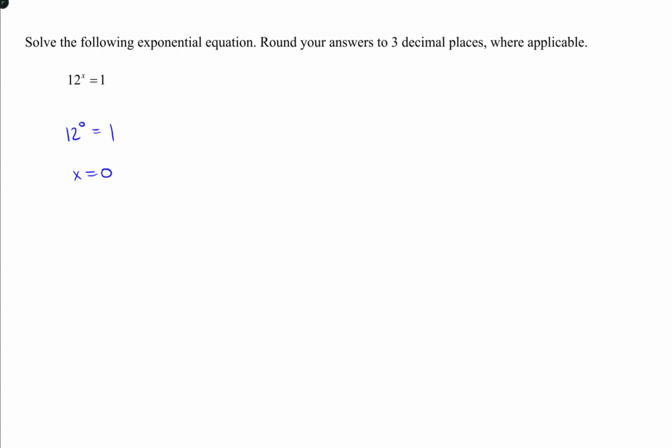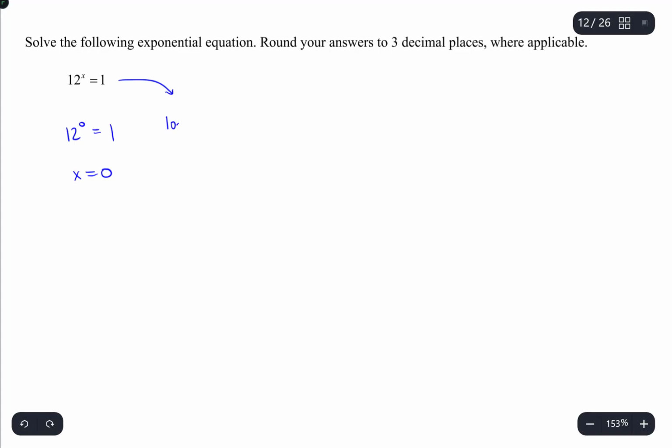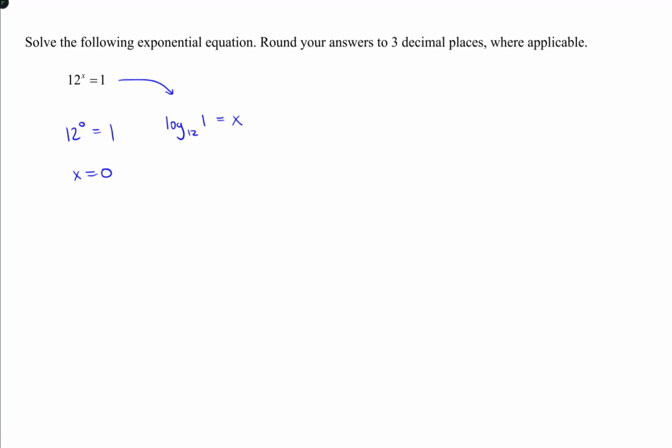But if you didn't, then another approach you could have done is change this into logarithmic form. So logarithmic form would look like log base 12 of the value 1 is equal to that exponent, which is x. Now, how do we figure out what log base 12 of 1 is?